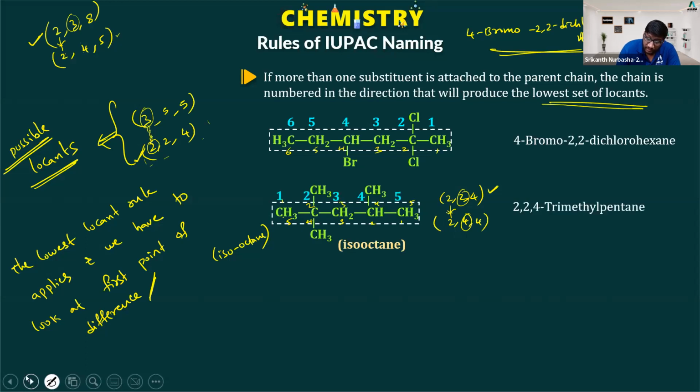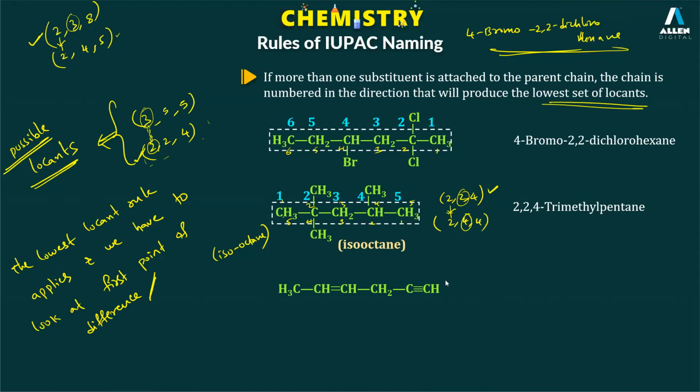Right? Very good. Try to name this compound: CH3, CH double bond CH, CH2, C triple bond CH. Hex-2-en-5-yne.